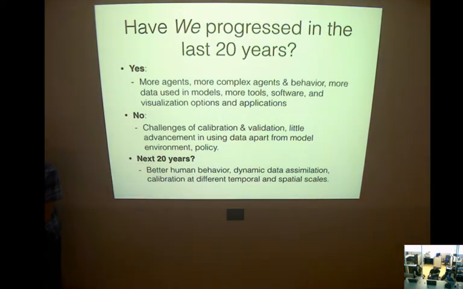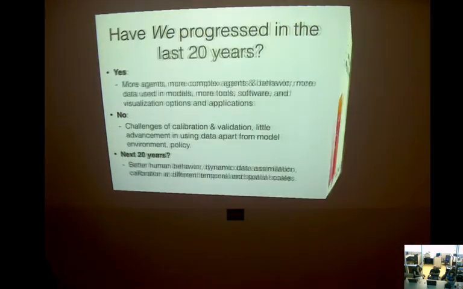What should we be doing in the future? What are the next 20 years? I think we should focus on better models of human behavior. Potentially this dynamic assimilation would be nice and interesting to do. Also, the issue of exploring calibration at different spatial and temporal scales, and potentially ensemble modeling. I think those are areas that could be quite interesting to explore in the next 20 years.